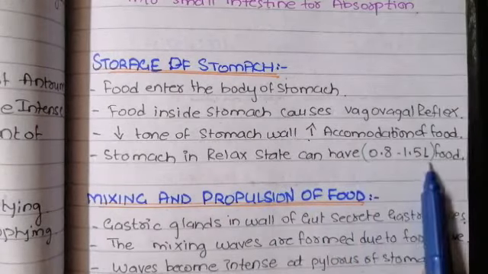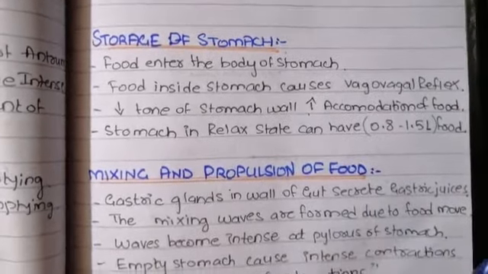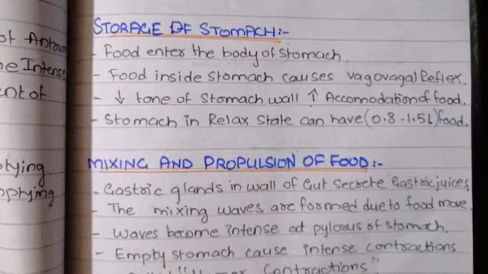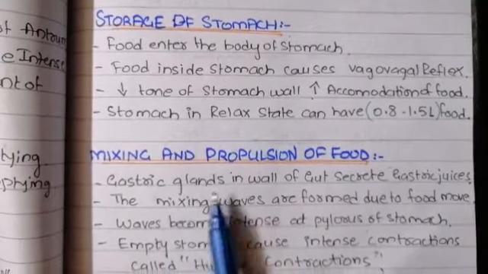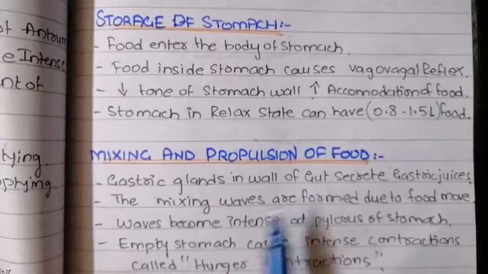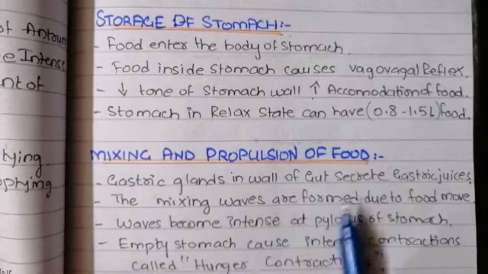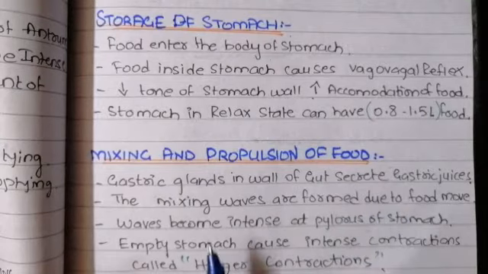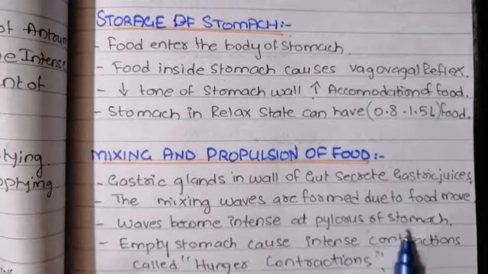So this is a major storage capacity of the stomach. The second important function is the mixing and the propulsion of food. What happens? The gastric juices are released from the gastric glands in the wall of the gut, and there will be mixing waves. These waves are formed due to the presence of food. These waves become intense at the pyloric end of the stomach, where the stomach empties into the duodenum.